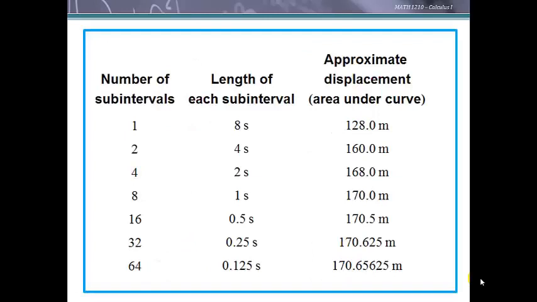Here is a table looking at our different number of subintervals and what the length of each subinterval would be, and then an approximation for the displacement or distance, and it is going to be the area under the curve. So you can see that these appear to be approaching 170.6 something, and the idea is that the distance or displacement is an equivalent thing to the area under the curve.